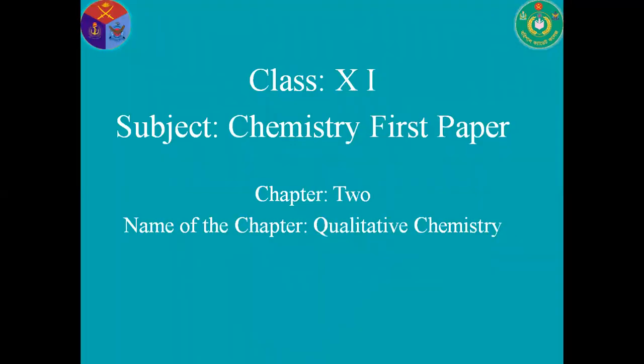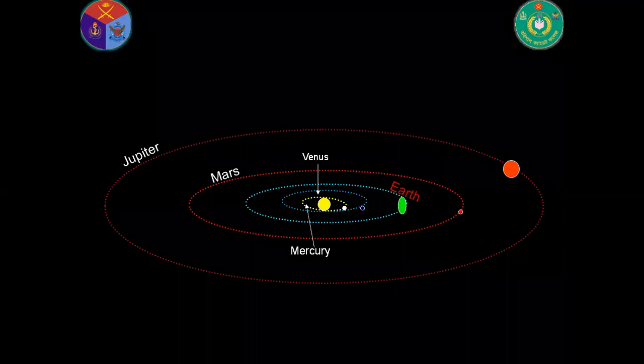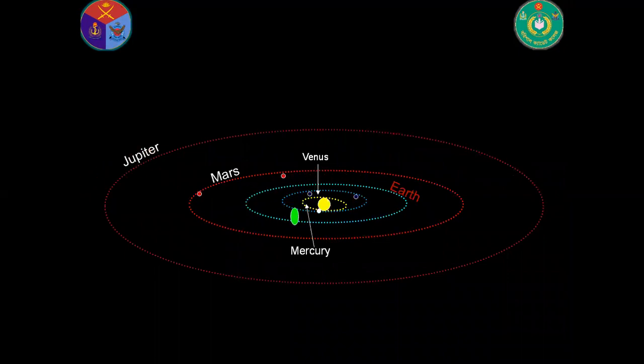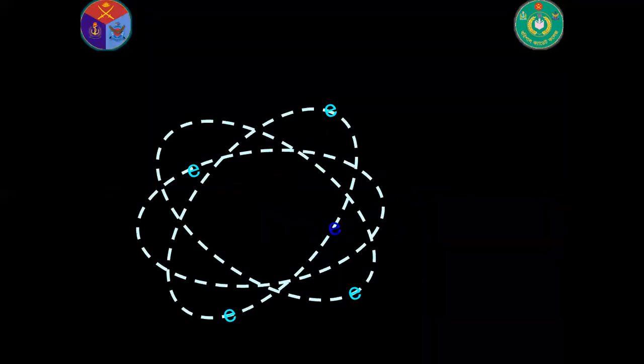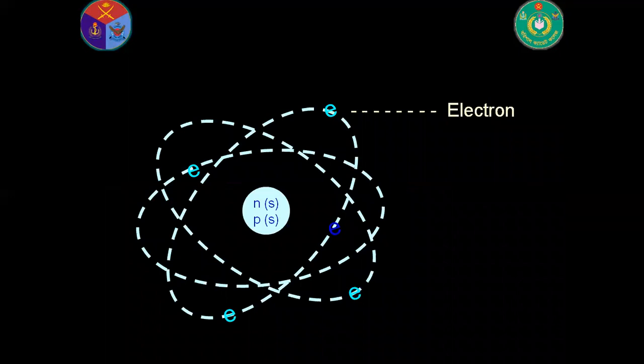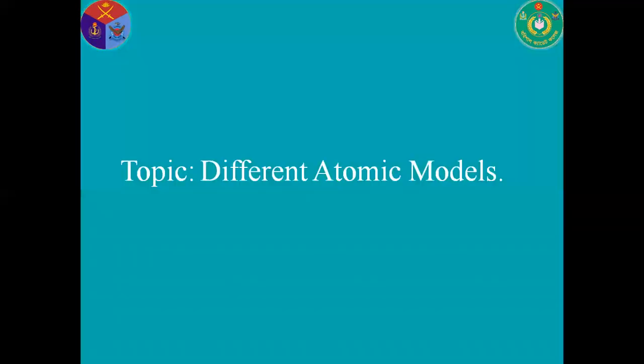Welcome to my online class of class 11. Today's subject is Chemistry First Paper, Chapter 2. The name of this chapter is Qualitative Chemistry. Now, dear cadets, enjoy the picture and think what will be the topic of this lecture today. Beloved cadets, the topic of this lecture today is different atomic models.